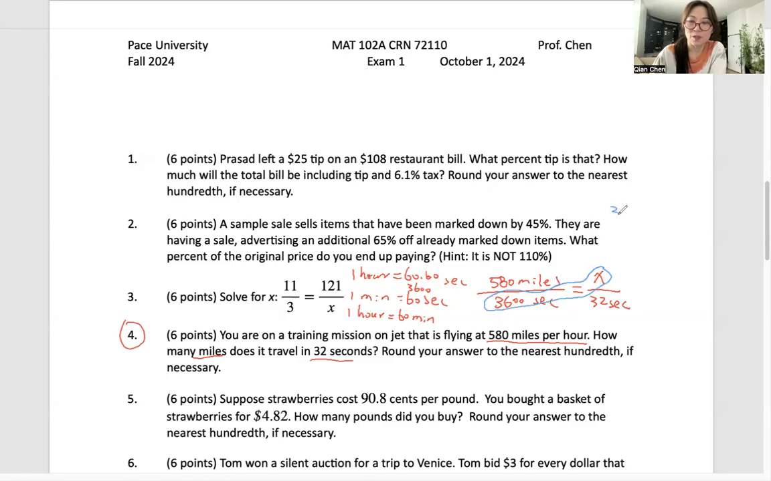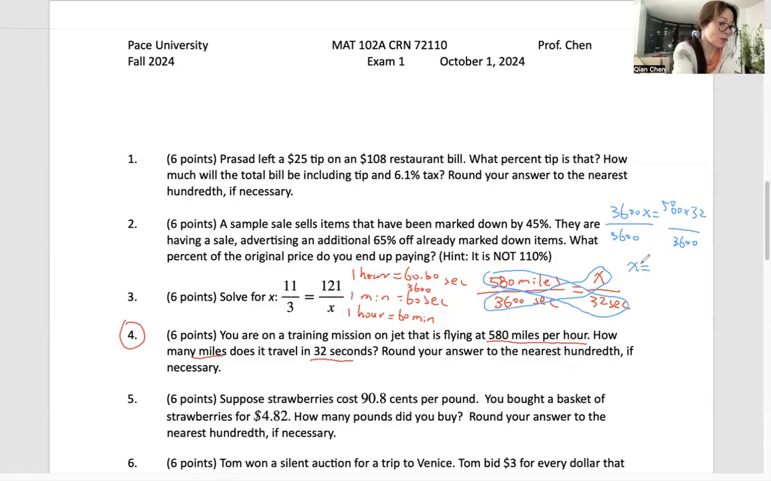So we get 3,600 times x equals 580 times 32. Then we divide by 3,600 on both sides. I'm going to use a calculator this time. So x equals, 3,600x divided by 3,600 is 1x. I don't bother to write 1x, just x.